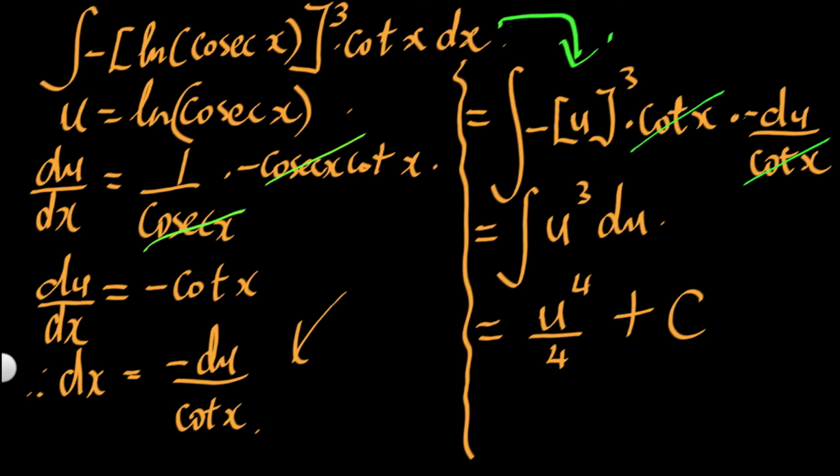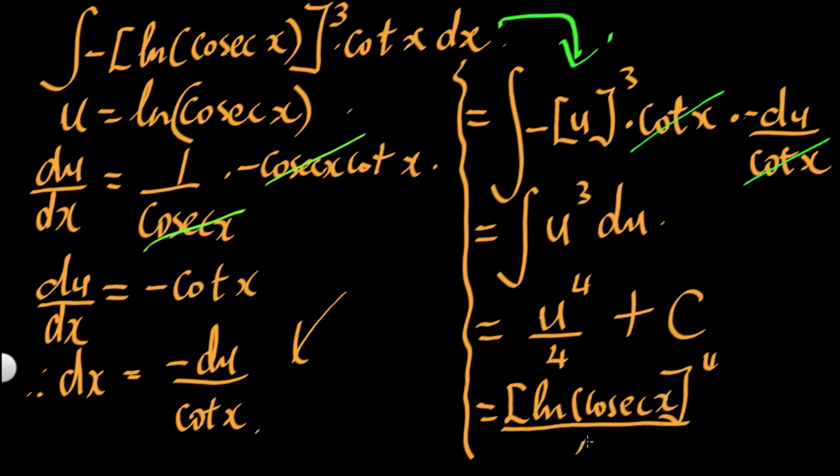Now, to finish off our integral, we just have to replace the u by ln cosec x, because we agreed that our u is ln cosec x. So we have ln cosec x to the power of 4, all this over 4, plus c, the constant. This is how you use the u substitution.